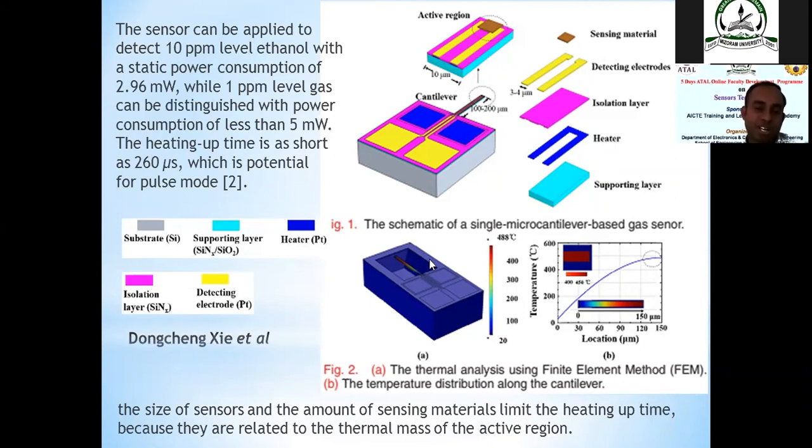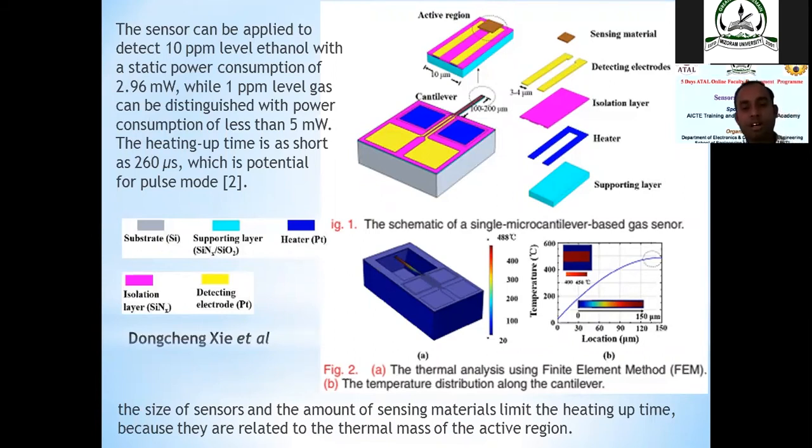Now if gases are present in the cavity, whenever the sensing material is heated in the presence of those gases, its characteristic will change, and due to that they will be detected. Here it is applied for detection of ethanol, and it has been seen that it detects up to 10 ppm of ethanol with a power consumption of 2.96 milliwatt, while for 1 ppm level the power required may be more, that is 5 milliwatt. The heating up time required is 260 microseconds. That tells you how much time is required to sense the gas.